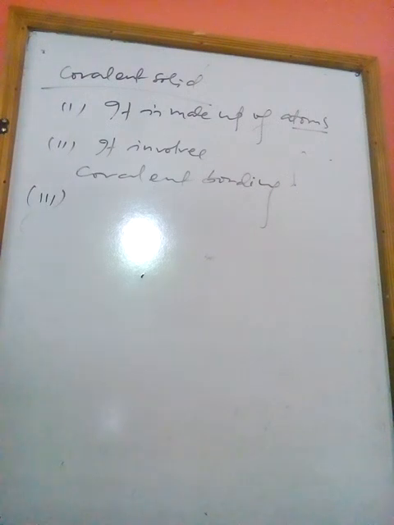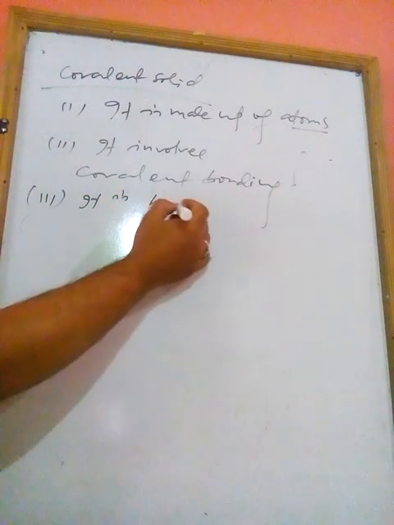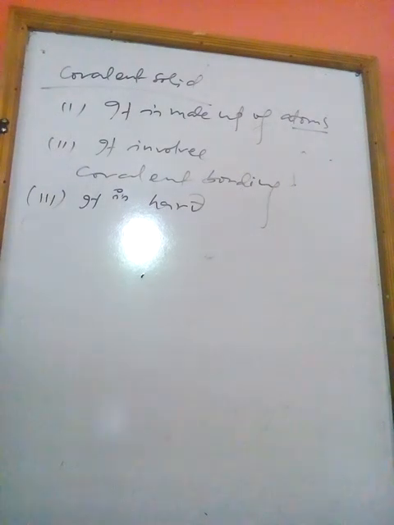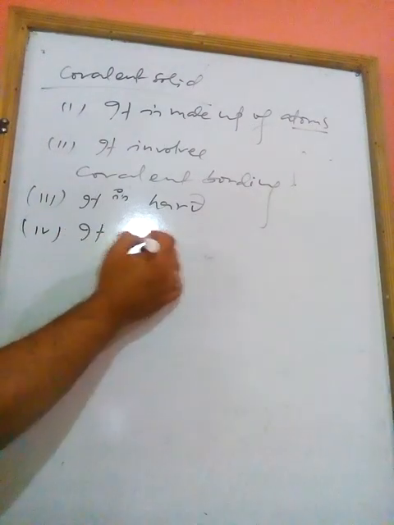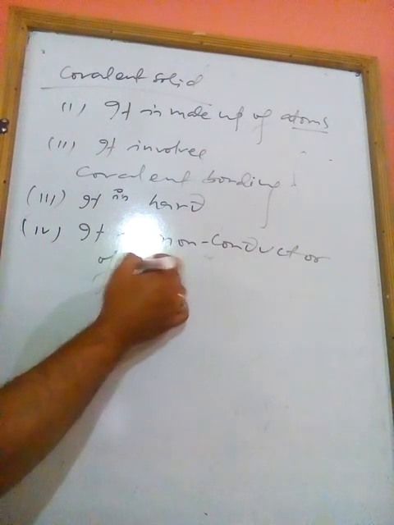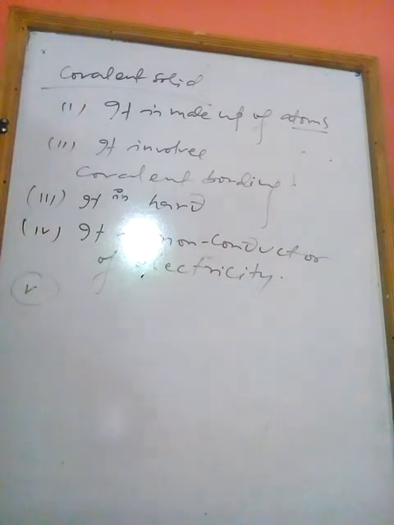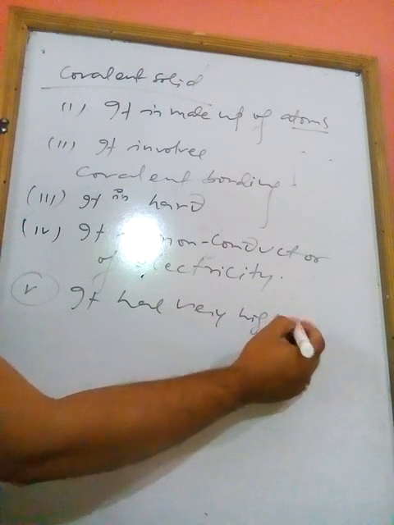It is hard. But here is an exception, graphite is soft. It is an insulator, a non-conductor of electricity. The fifth one is it has a very high melting point.